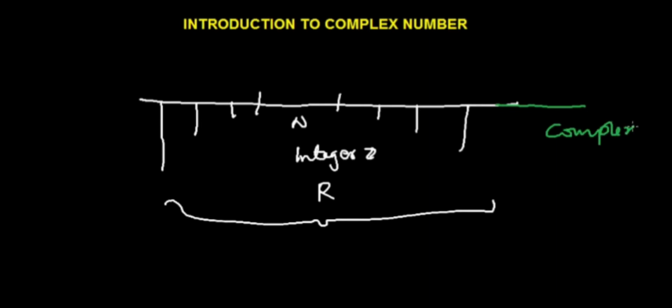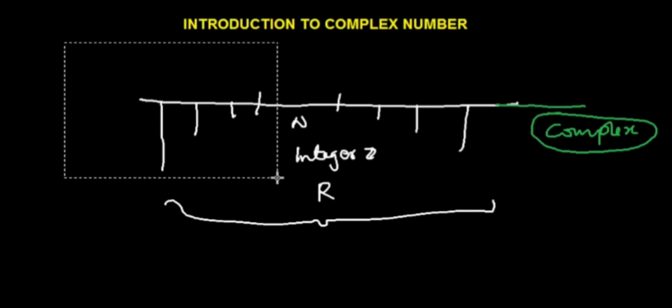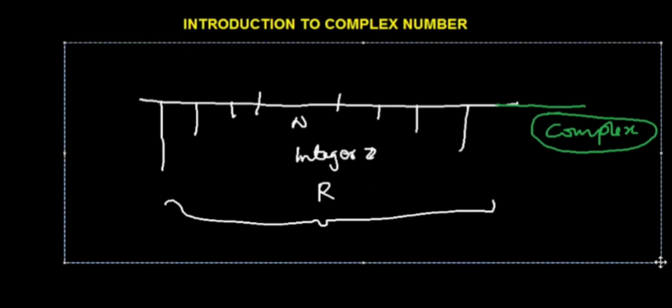So a complex number is an extension of the real number system. Quickly note that, because that is very, very important in this class. A complex number is an extension of the real number system. So in that case, let's give a confined definition of what a complex number is.